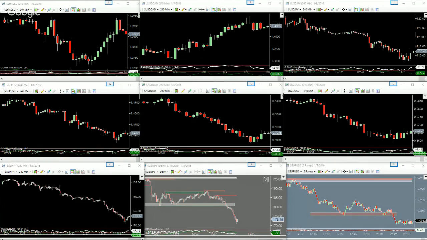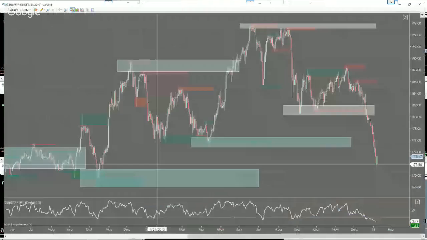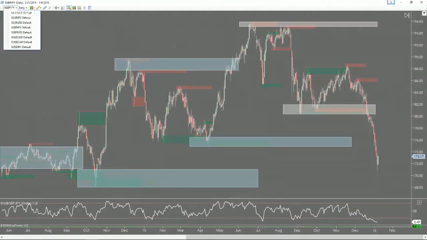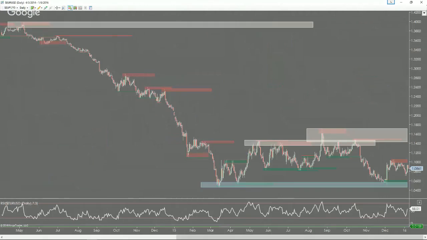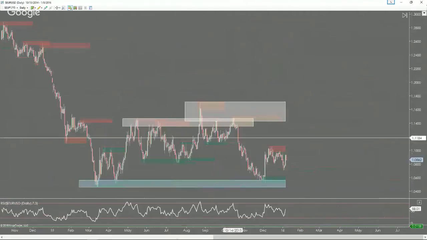Today we're going to do a quick pre-market analysis just to show you some trades I'm probably looking at for today's trading day. Let's get started. Let's start with the euro dollar. All right, euro dollar right here.